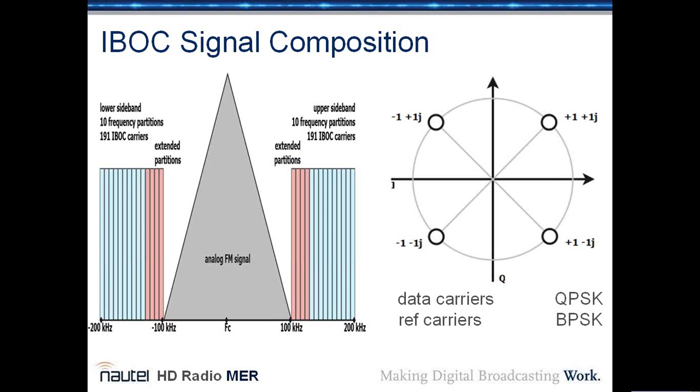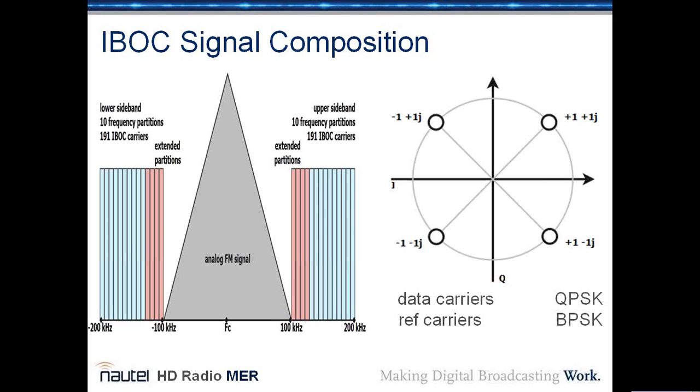Exactly. Okay. So let's talk about the iBox signal composition. On the figure you can see here, obviously you've got your analog FM signal in the middle, and then there's two regions of frequency partitions on either side. And those are divided up into reference carriers and data carriers. The difference between them is the reference carriers have some very basic information like your station ID and so on.